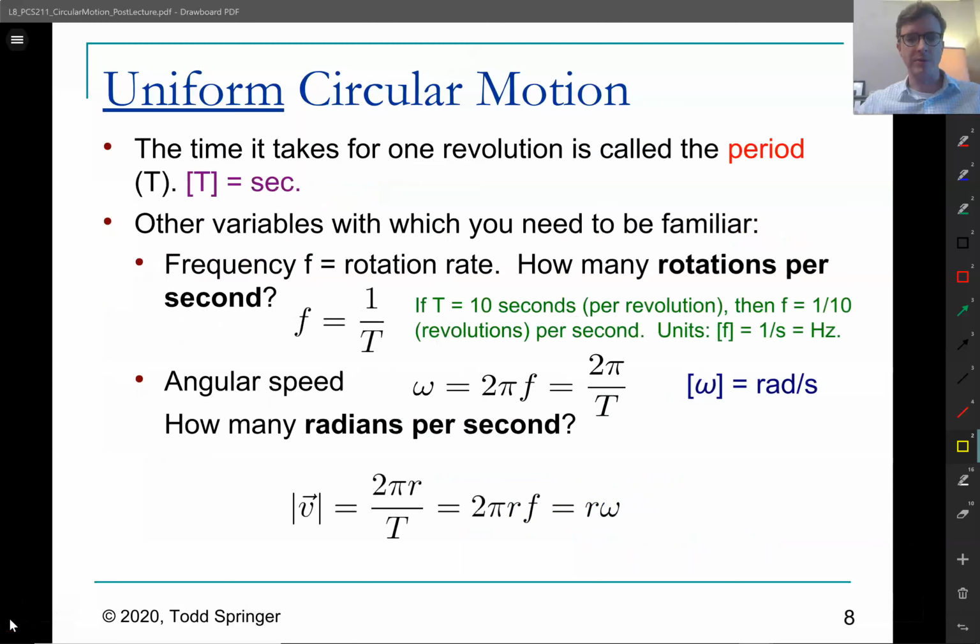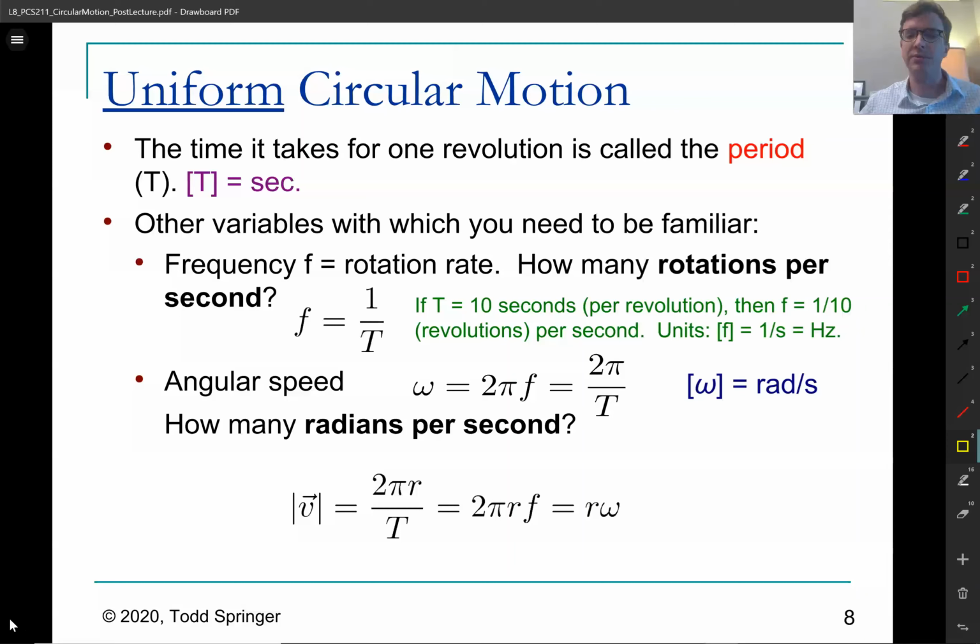There are a couple other variables that you need to be familiar with when we're talking about uniform circular motion. We talked about the period, that's the time it takes to go around once. There's also the frequency, f. It's related to the period, but it's just 1 over the period. So those two things are telling you the same thing, it's just that one is the reciprocal of the other. So f is frequency, it's like the rotation rate. In words, it's how many rotations per second.